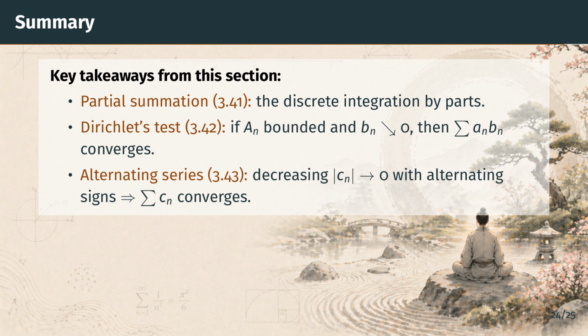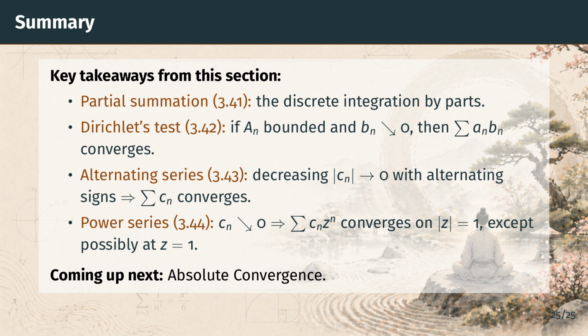Next, the complex variable consequence. Finally, theorem 3.44. Apply the same idea on the boundary of a power series disk. If the coefficients decrease to 0, the series converges everywhere on the unit circle except possibly at z equals 1, where the geometric partial sums are no longer bounded.